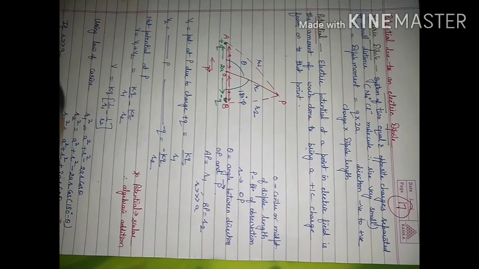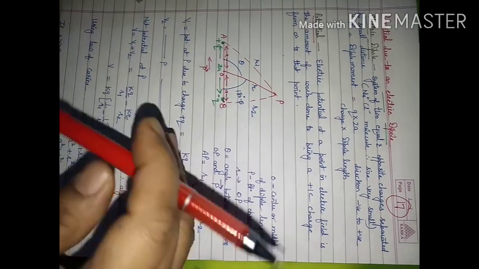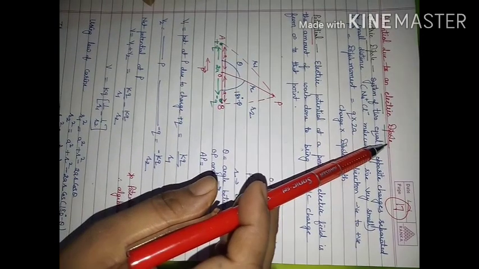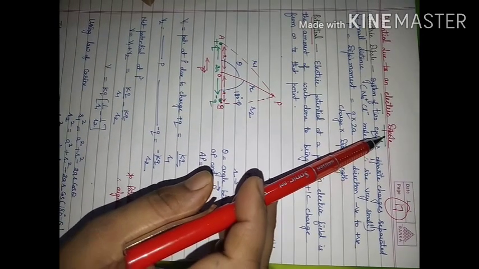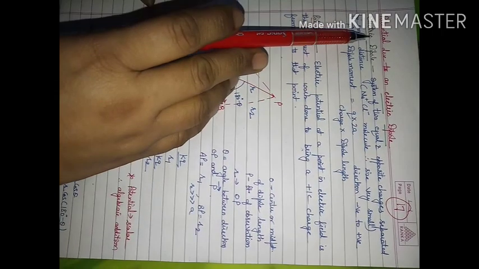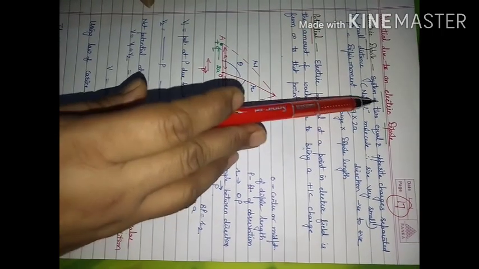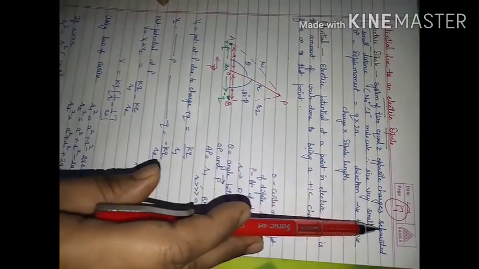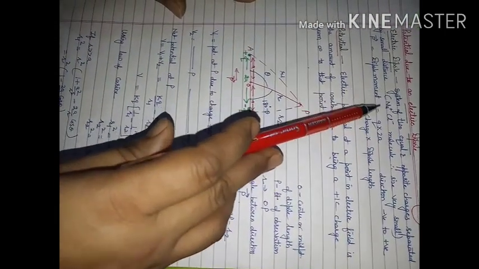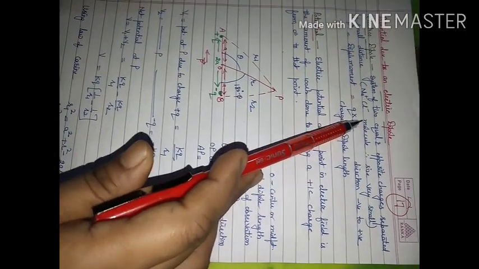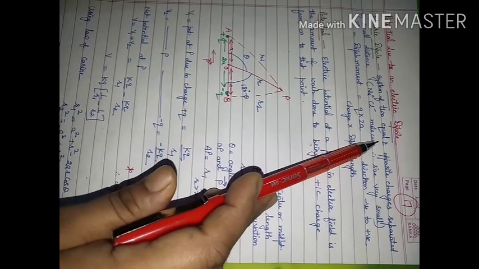In today's video, we will consider potential due to an electric dipole. You are already familiar with two terms, electric dipole and potential. Let us recall them. Electric dipole means a system of two equal and opposite charges which are separated by a small distance. For example, an NaCl molecule, very small in size.